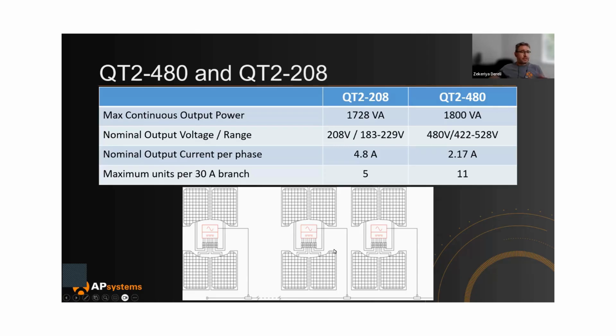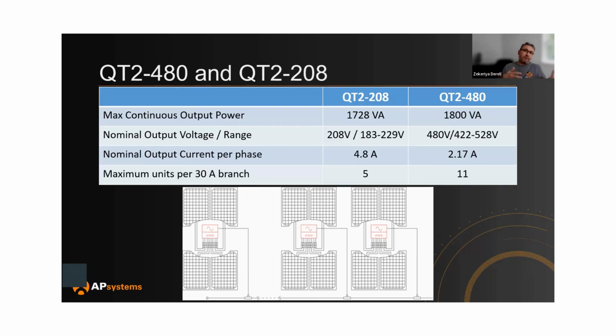So if you look at this diagram from our data sheet, you've got the micro, four modules, and a number of inverters on the same trunk cable. Again, for 208, the number will be 5. For 480, this number will be up to 11. It's your choice whether you want to go with 5 or 4, depending on the layout.